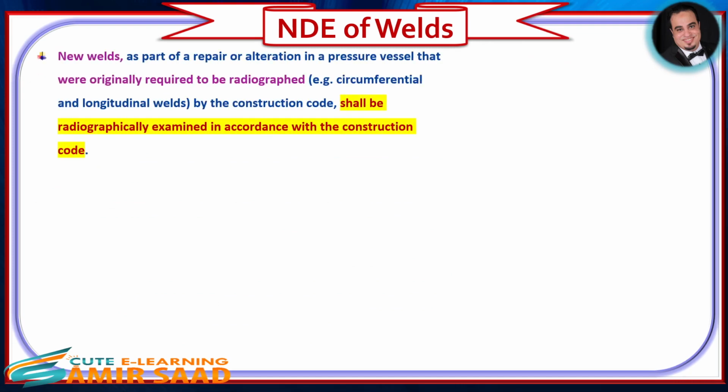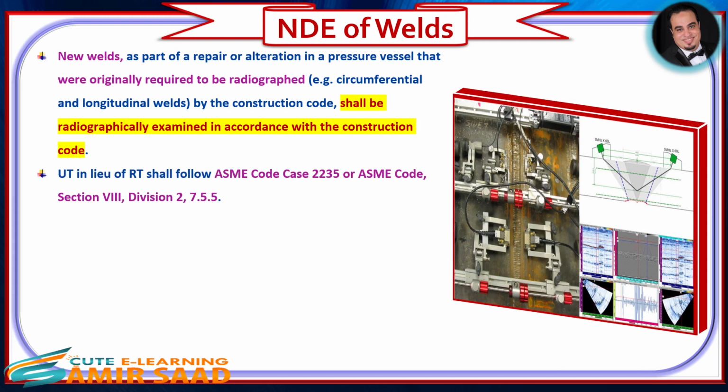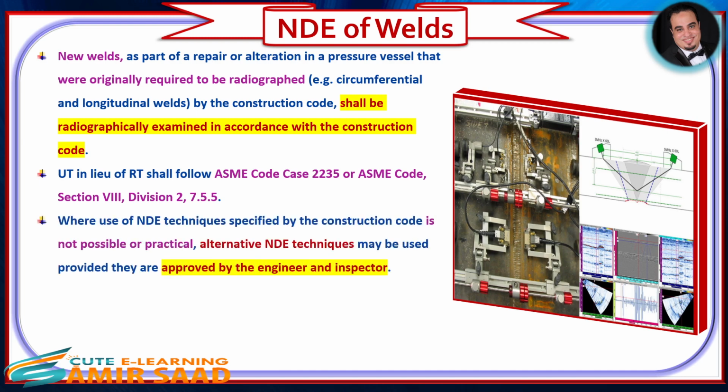New welds. As part of a repair or alteration, welds in a pressure vessel that were originally required to be radiographed by the construction code, for example circumferential and longitudinal welds, shall be radiographically examined in accordance with the construction code. UT in lieu of RT shall follow ASME code case 2235, or ASME code, Section 8, Division 2, 7.5.5. Where use of NDE techniques specified by the construction code is not possible or practical, alternative NDE techniques may be used provided they are approved by the engineer and inspector.